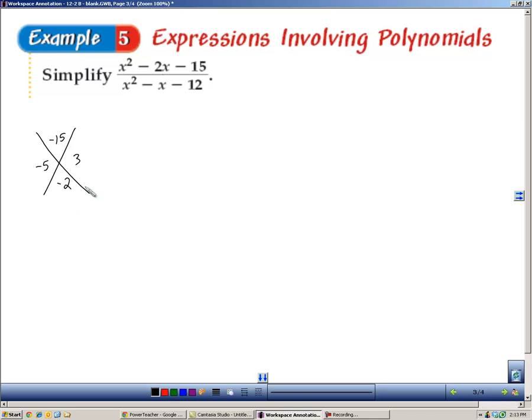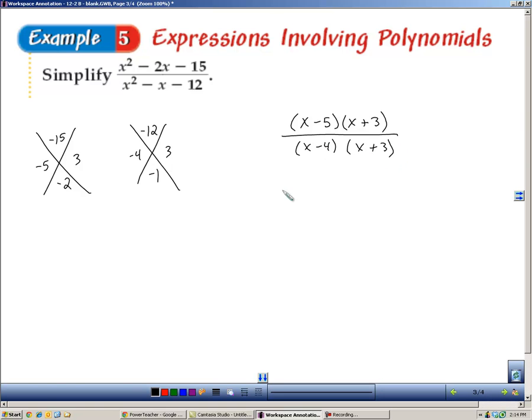Looks like negative 5 and 3, so I'm going to factor the top. Let's move it over here to x minus 5 and x plus 3. Now the bottom is also a trinomial, so I'll use a diamond to factor that. Two factors of negative 12 that add to be negative 1. How about negative 4 and 3? So then this becomes an x minus 4 and an x plus 3.